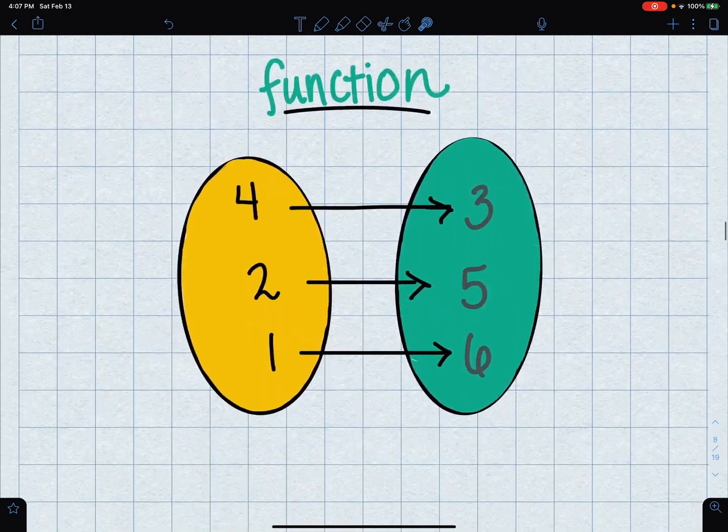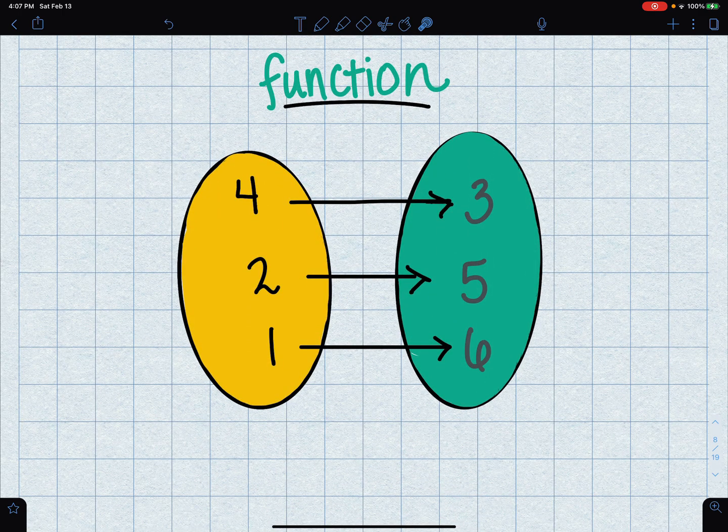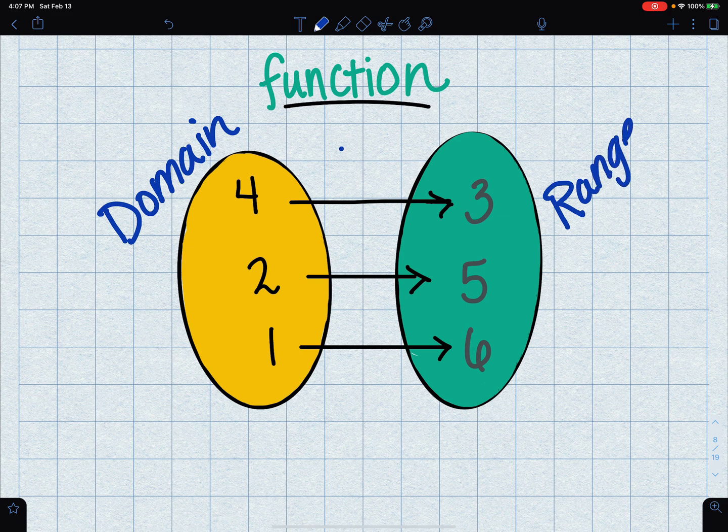Now, is this a function? Here's the domain on this side. Remember, the domain is what you put in. And here's the range on this side, and this is what you get out. So it doesn't tell us, in this situation, the machine is gone. It doesn't tell us what the function is. But that's okay. We can still figure out if it's a function or not.